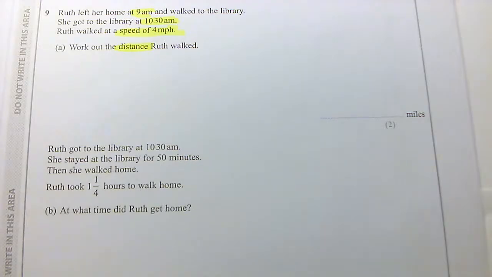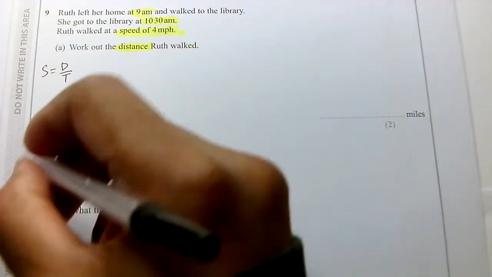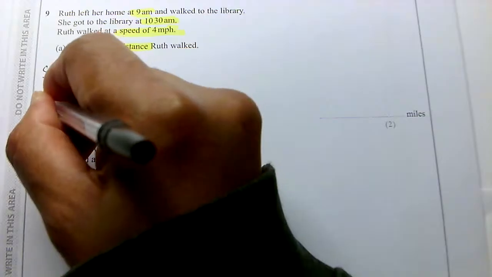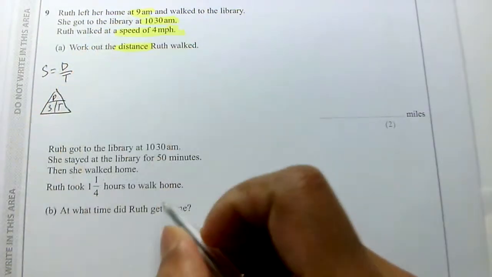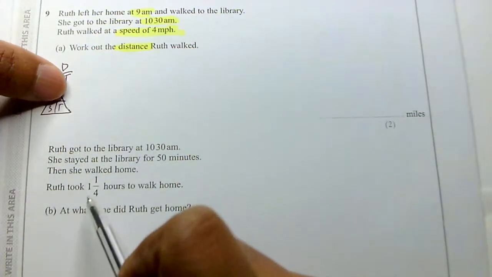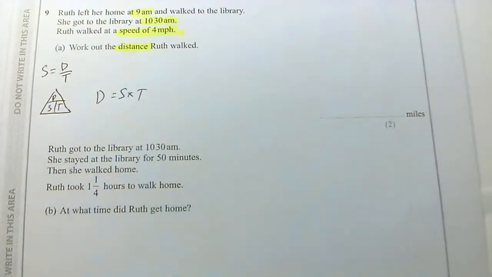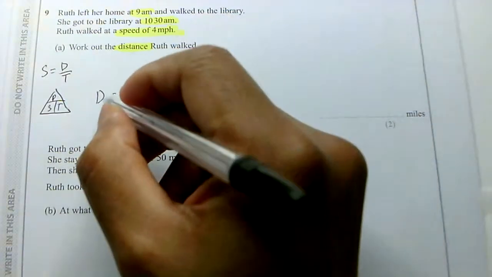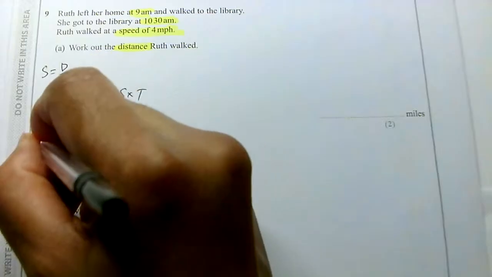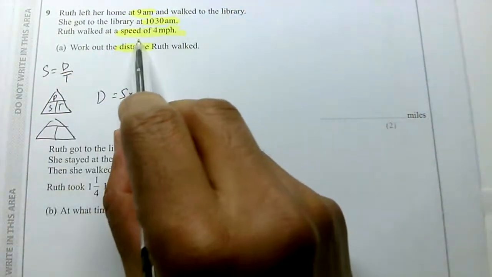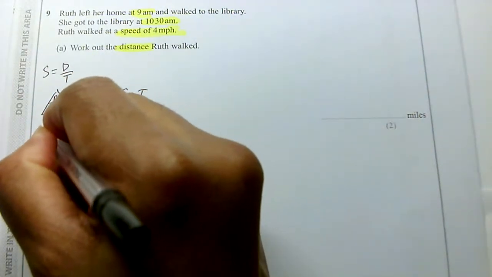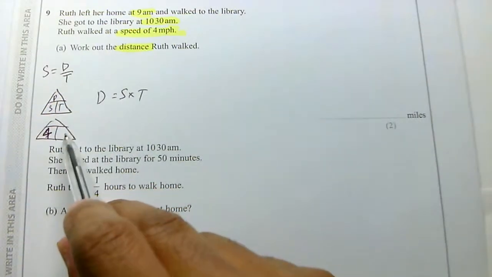So just like before, I need to write out my formula. Speed equals distance divided by time. Turn that into a pyramid. Speed, distance, time. So my distance, cover distance, B is speed times time. Distance equals speed times time. So I now need to get my information. The information that I have is speed is 4. Speed is 4 miles an hour. I need to work out my time.